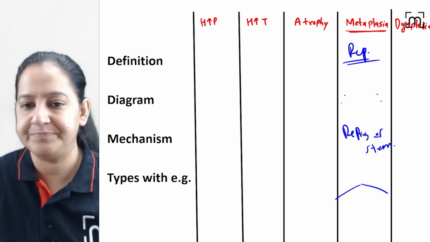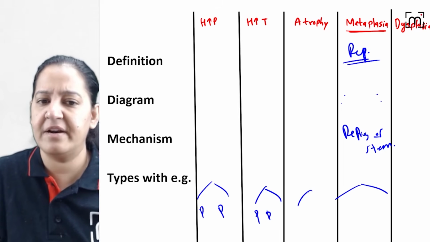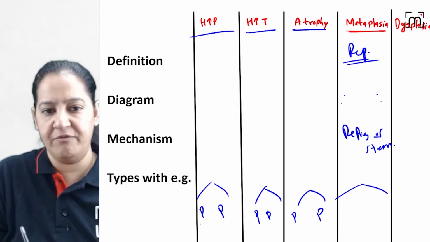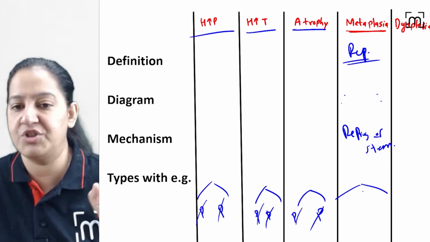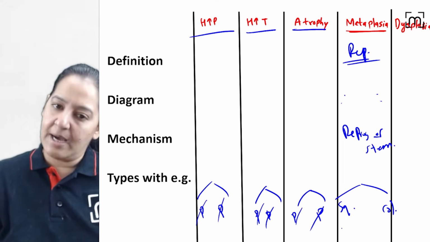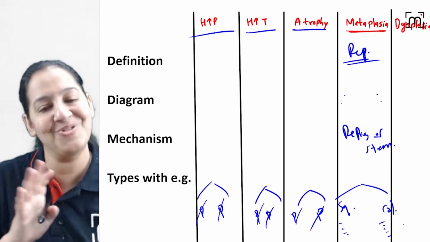And the types: it is not physiological and pathological, write the remaining. The remaining three were physiological and pathological. The hyperplasia, hypertrophy, atrophy, both were physiological and pathological, the two types. Here we don't have physiological and pathological. Here we have squamous and columnar. You may know the examples of squamous metaplasia, and the examples of columnar metaplasia I have discussed. Right? You know the examples.